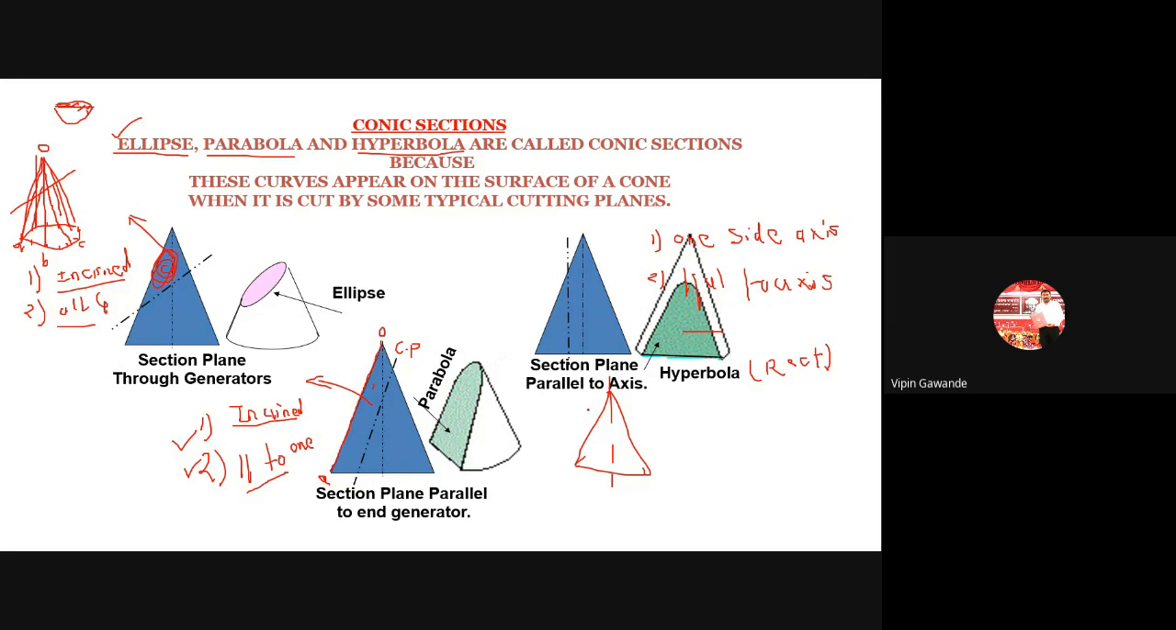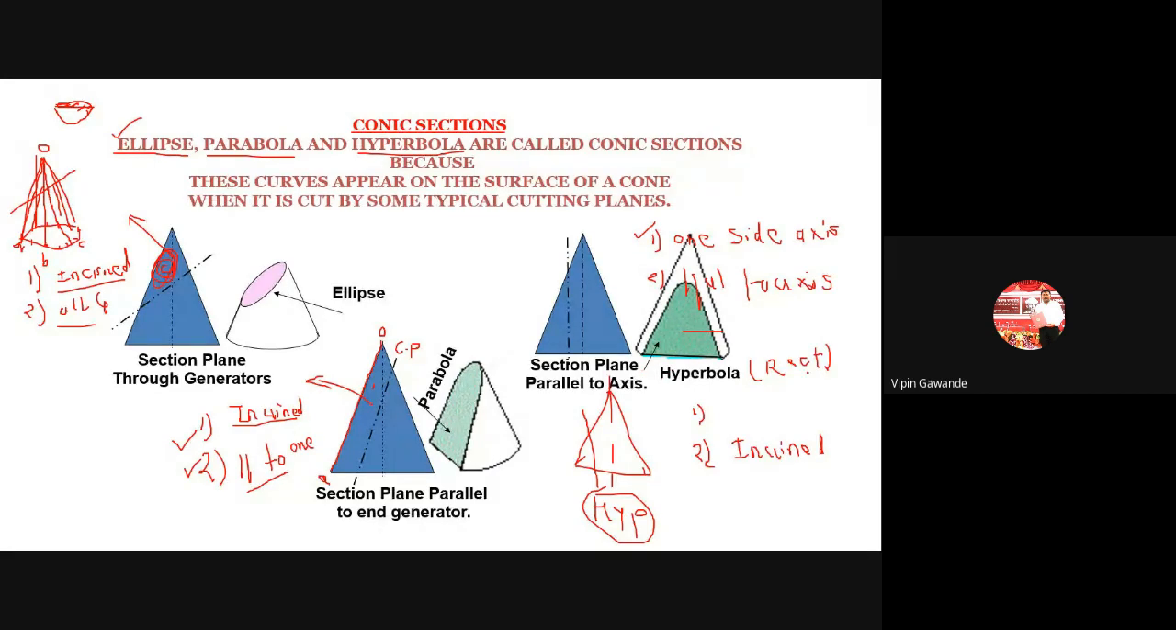Now, if the cutting plane is cutting the cone on one side of the axis, the first condition is satisfied. But if it is not parallel to the axis, but inclined, as you see here, it is inclined. Then we still get a hyperbola, but we will not call that hyperbola a rectangular hyperbola. It is a simple hyperbola.